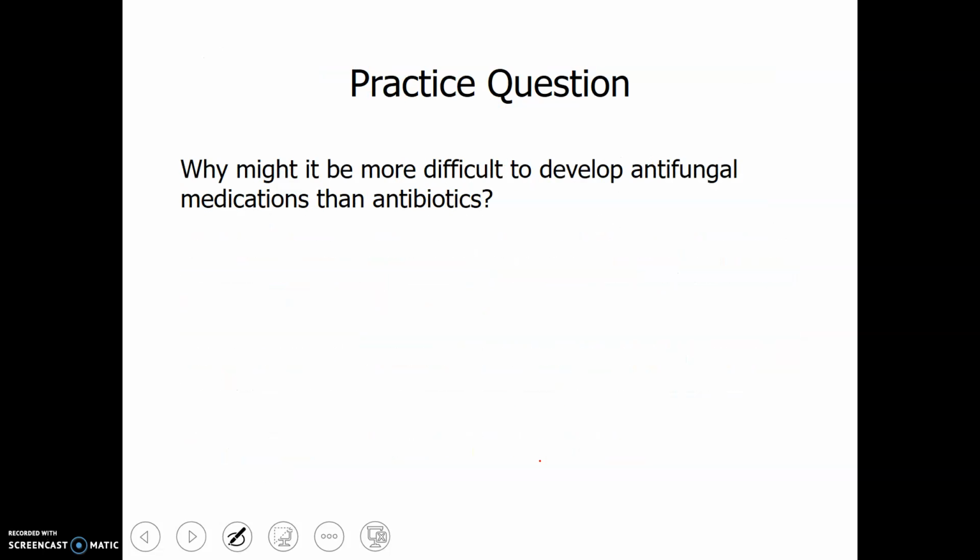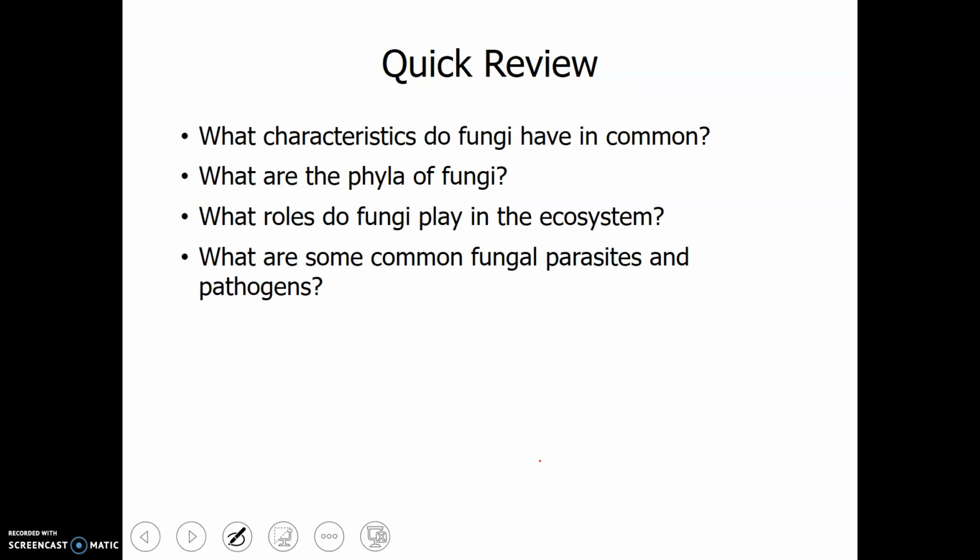The practice questions: why might it be more difficult to develop antifungal medications than antibiotics? The main reason is that fungal cells have a similarity to animal cells, so you have to make sure the antifungal medication doesn't kill your cells along with the fungus, and that's kind of hard to do. What characteristics do fungi have in common? They all have spores and hyphae.